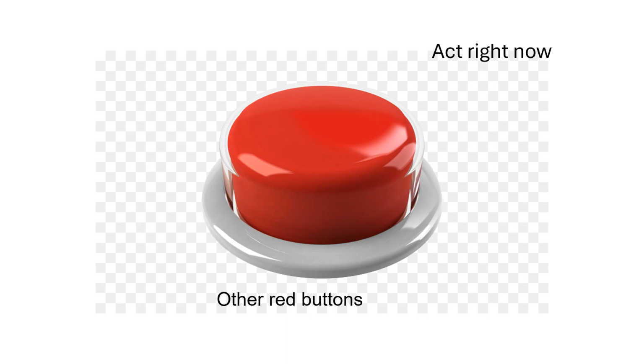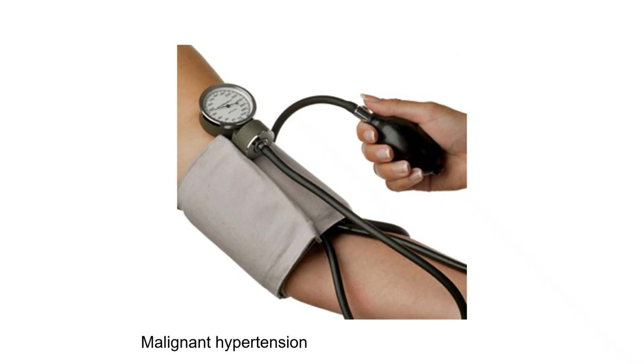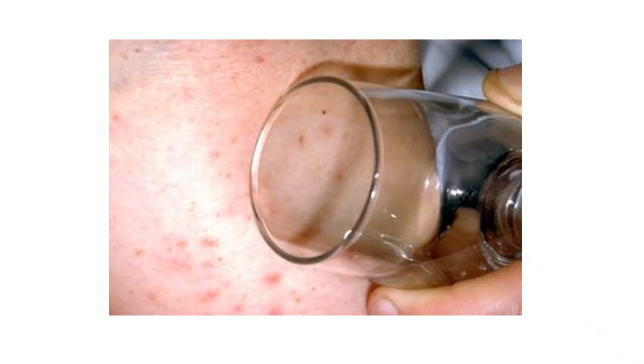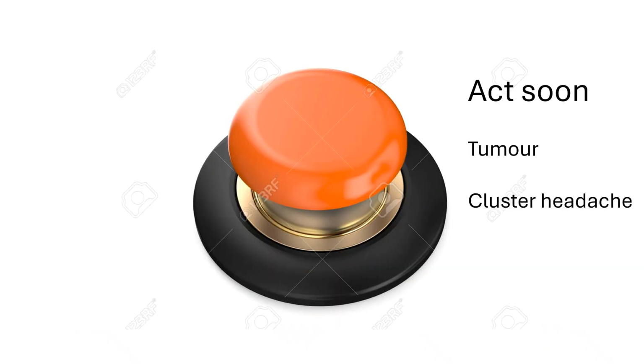There are other red buttons we have to have in the back of our mind. Acute glaucoma can present as headache, malignant hypertension, encephalomeningitis. Hopefully you're not going to miss that. But always bear in mind that there are still a number of fatalities a year from carbon monoxide poisoning, which can present with headache. So those are our red buttons.